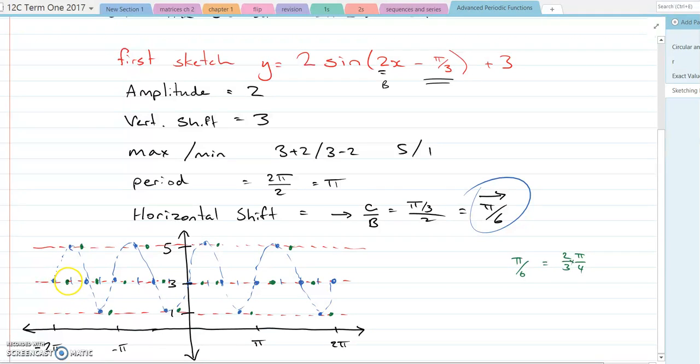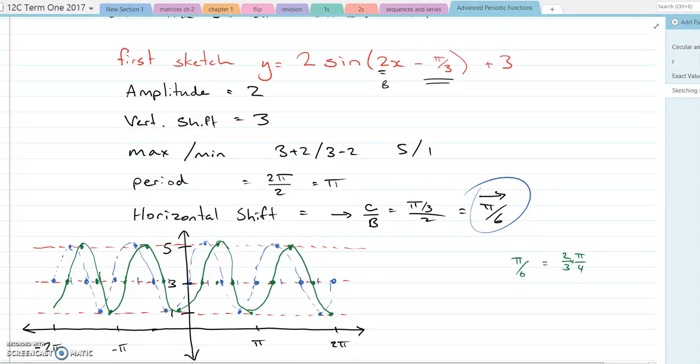Okay, so we can now join these up. Move this one over. 2/3. Okay, and this one goes down a bit there. Not the best drawing, but you get the idea. Now the funny thing is, that's the sine curve. We still haven't done the secant curve.